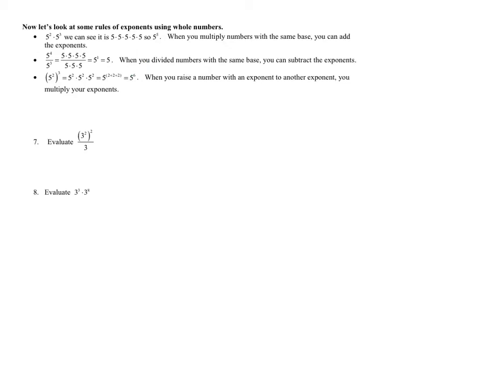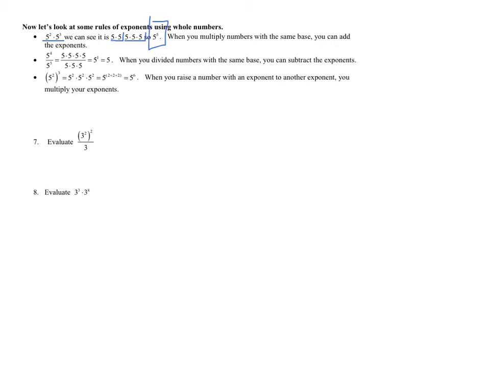Now let's look at some rules of exponents using whole numbers. If I have 5 squared times 5 cubed, we can see it as 5 times 5, that's from the 5 squared, and then 5 times 5 times 5 from the 5 cubed. So overall, there are 5 5s being multiplied, which gives me 5 to the 5th.